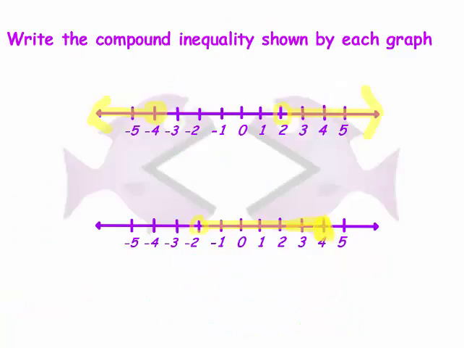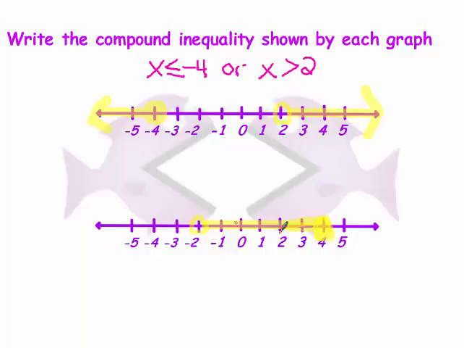Last thing we're going to do, you should be able to reverse the process. You should be able to look at this graph and write the inequality from there, or write the compound inequality from there. So if we're looking at this, this is a typical disjunction graph going in opposite directions. Just write the inequality as you see it. X is less than or equal to negative 4. Or x is greater than, because it's an open circle, to 2.